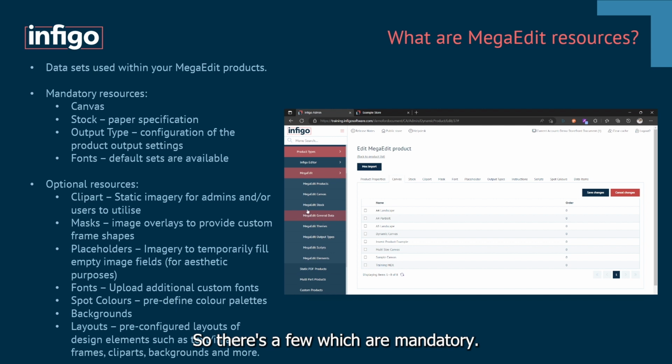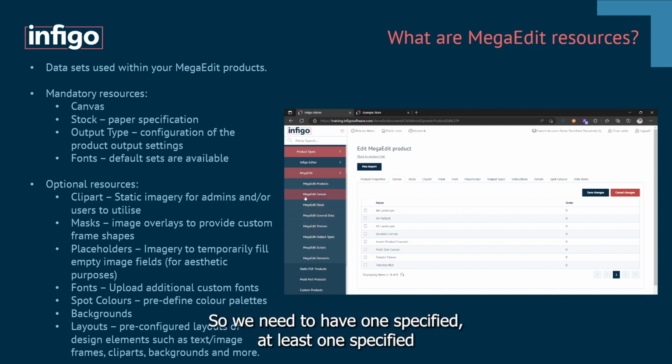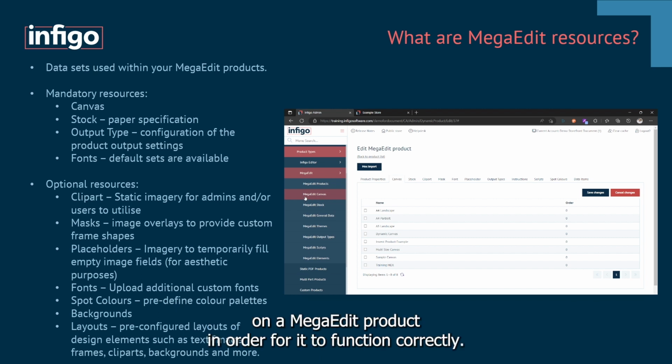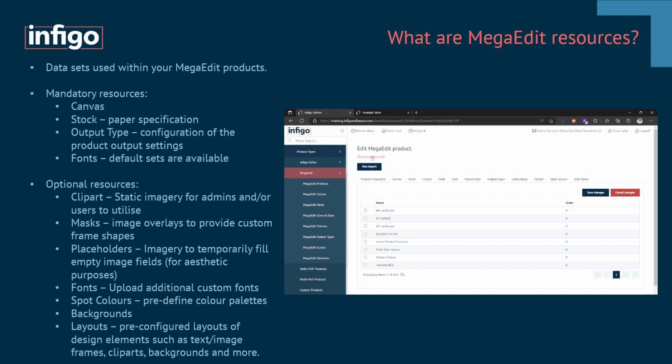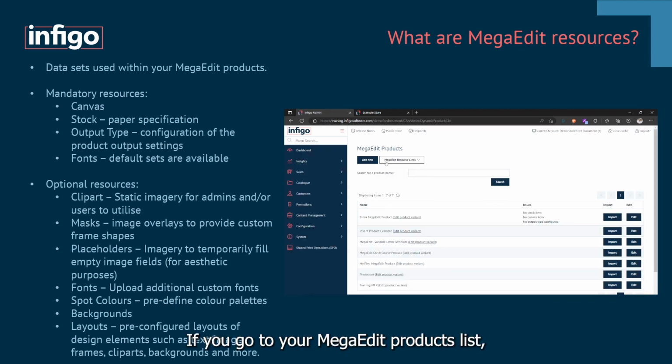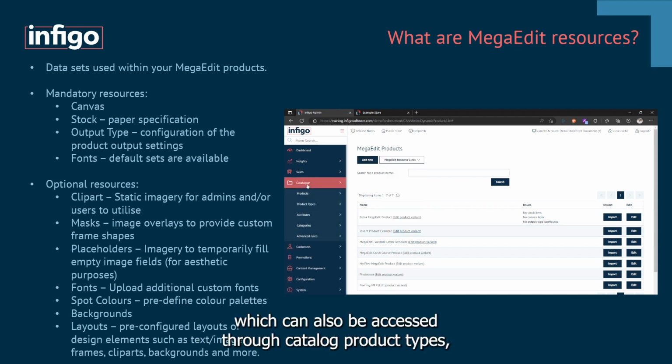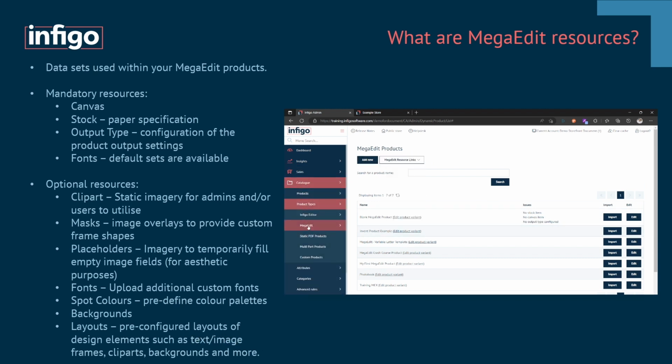So there's a few which are mandatory. So we need to have one specified, at least one specified on a MegaEdit product in order for it to function correctly. You can actually see what those are if you go to your MegaEdit products list, which can also be accessed through catalog, product types, MegaEdit, and MegaEdit products.